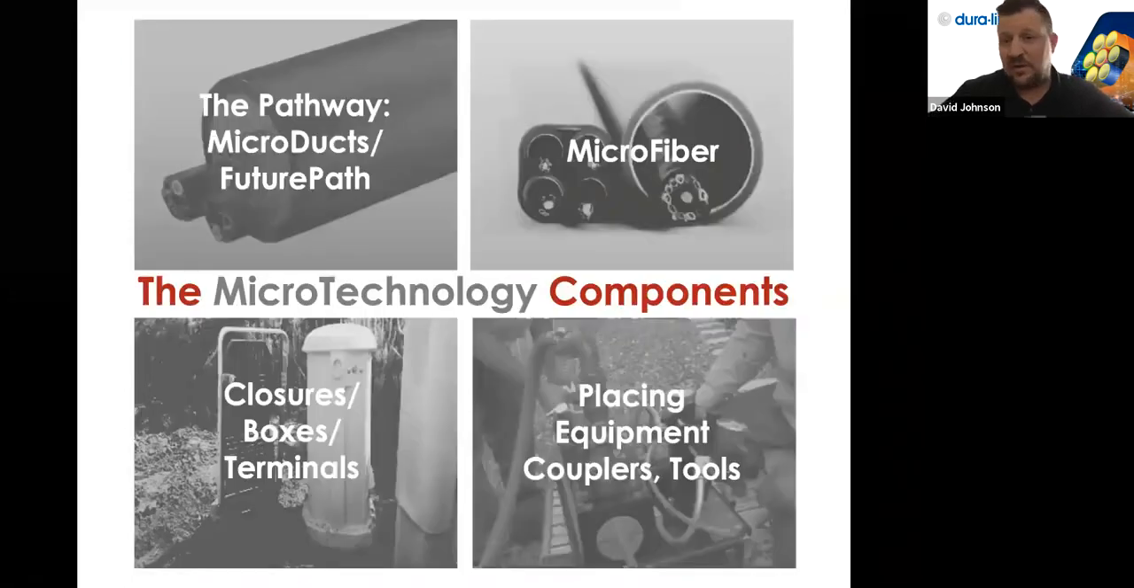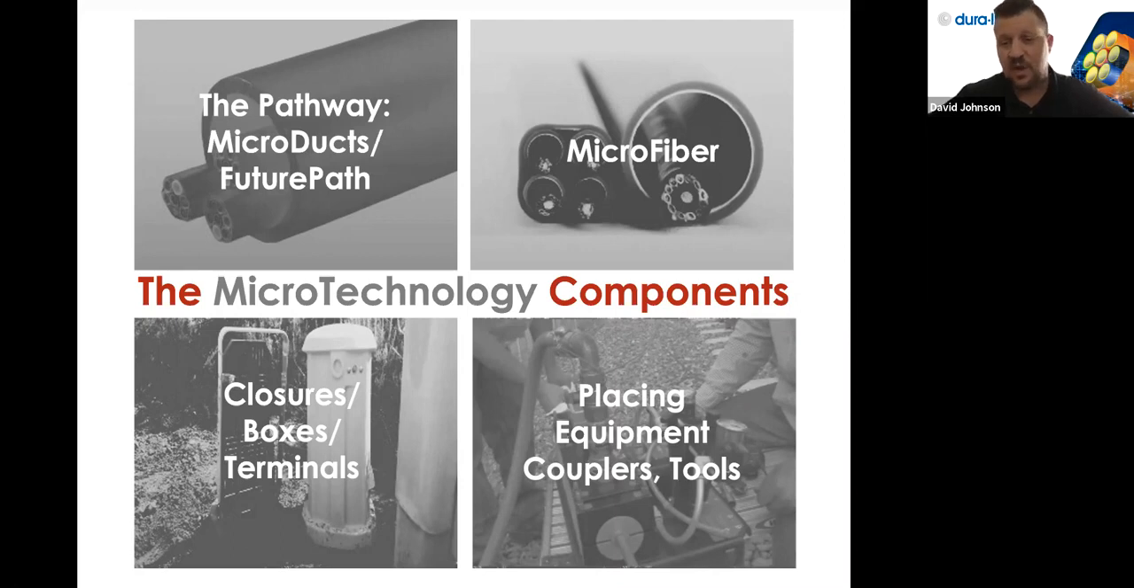So when we talk about microtechnology, we talk about not only the pathway with Dura-Line, we talk about micro cable, we talk about boxes, closures, and terminals, and placing equipment. All four of these things play a critical role in what microtechnology means and how to successfully install it into your network. And we've got other panelists here from AFL and GMP, and those individuals will be talking here shortly to really help you understand their part of the technology.